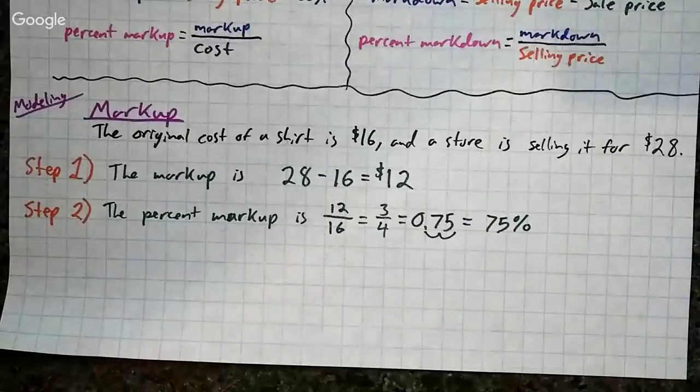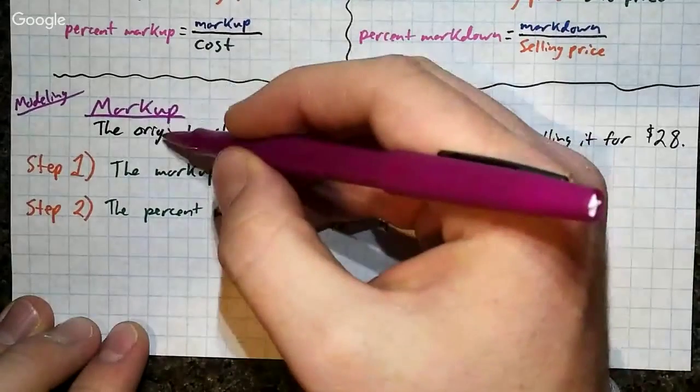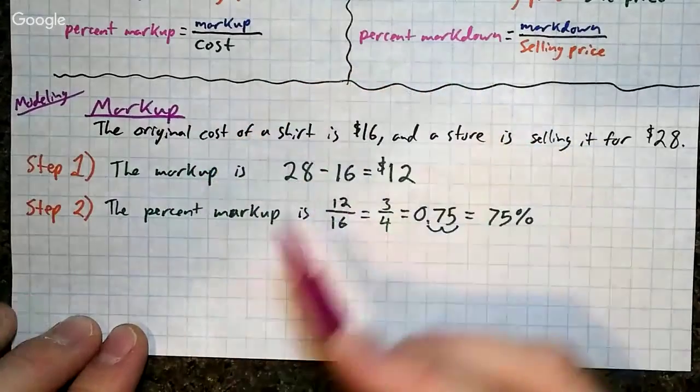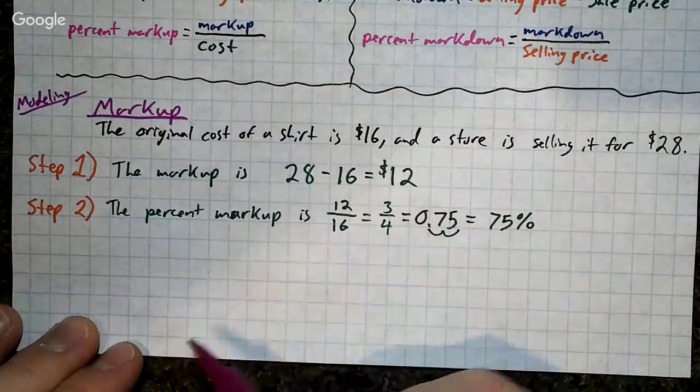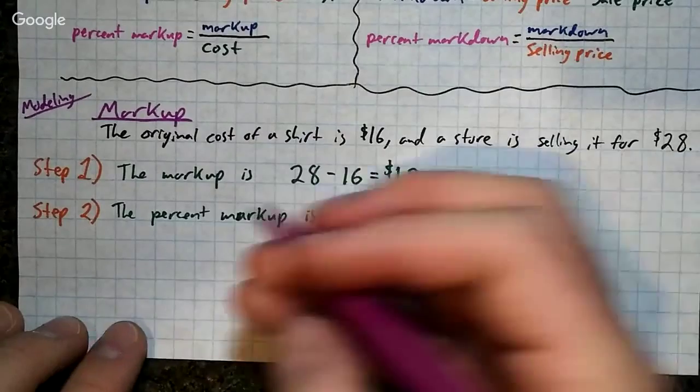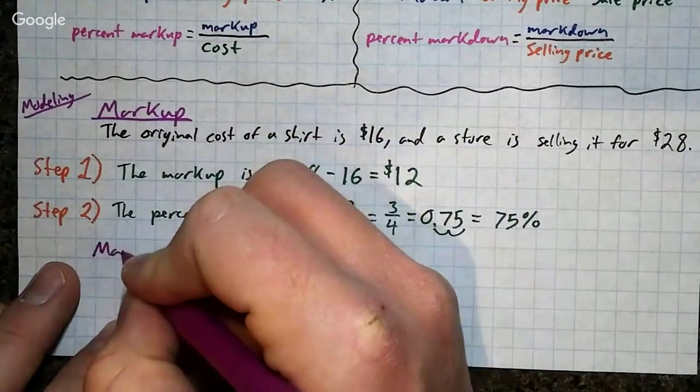Okay, let's go and do a markdown. I think I have enough room down here to get a markdown. Let's see, 1, 2, 3, 4, 5, 6. Oh, it'll be perfect. It'll look so nice. Okay, markdown.